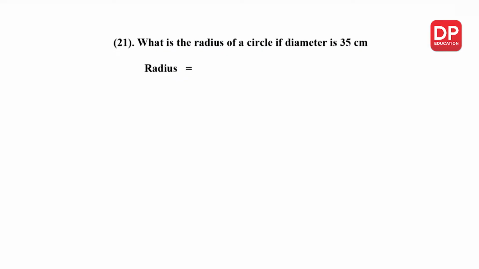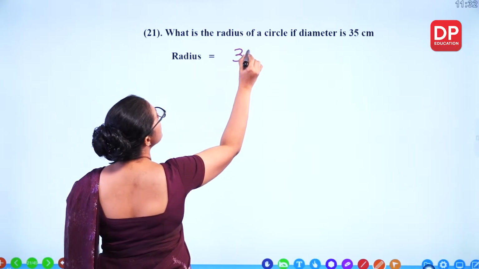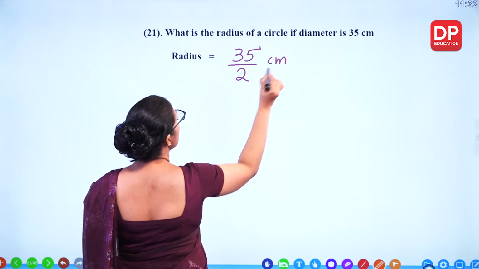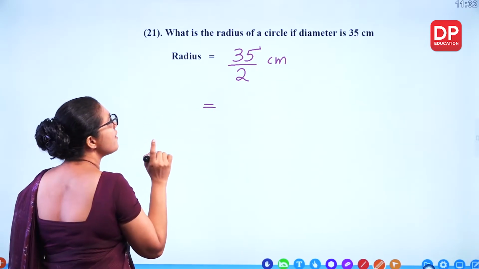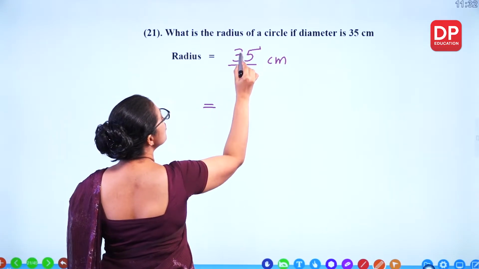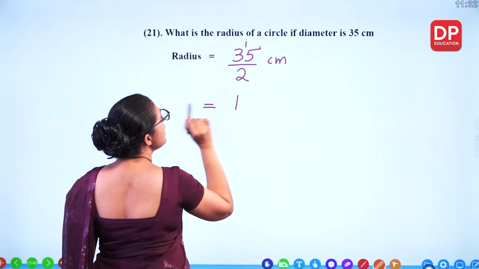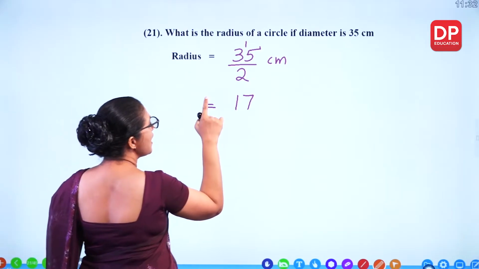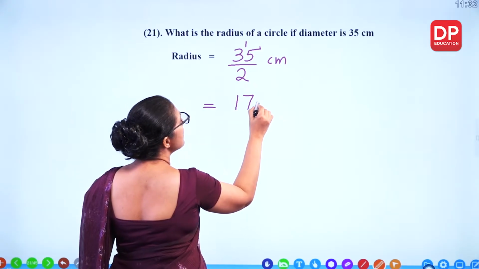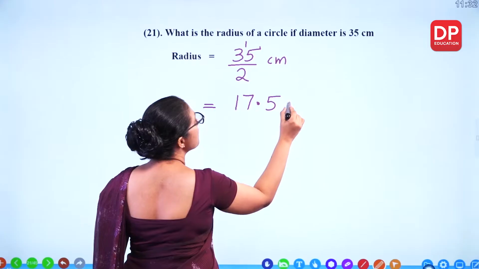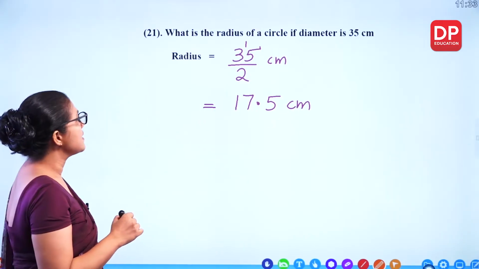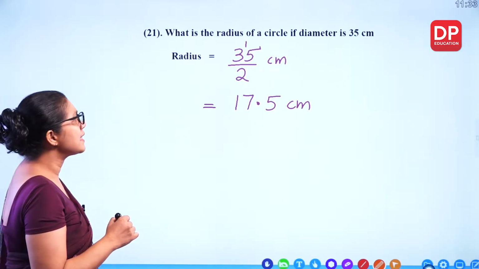What is the radius of a circle if the diameter is 35? So 35 divided by 2. Diameter divided by 2 is the radius. 2 times 1, 2. For 15, that's 7. 2 times 7, 14. 1 remaining. And for 10, that's 0.5. 17.5 centimeters is the radius of that circle.